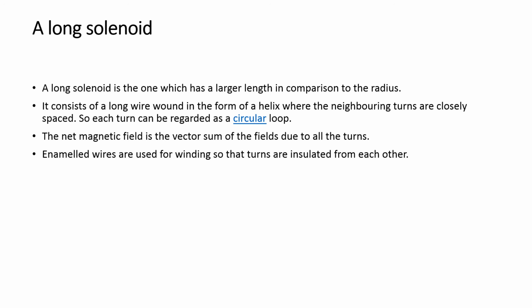But we should keep in mind that we always use enameled wire for winding, so that turns are insulated from each other, because turns should be close to each other. If they are enameled, meaning coated with something, then they will not interact with each other and the wiring will be insulated.